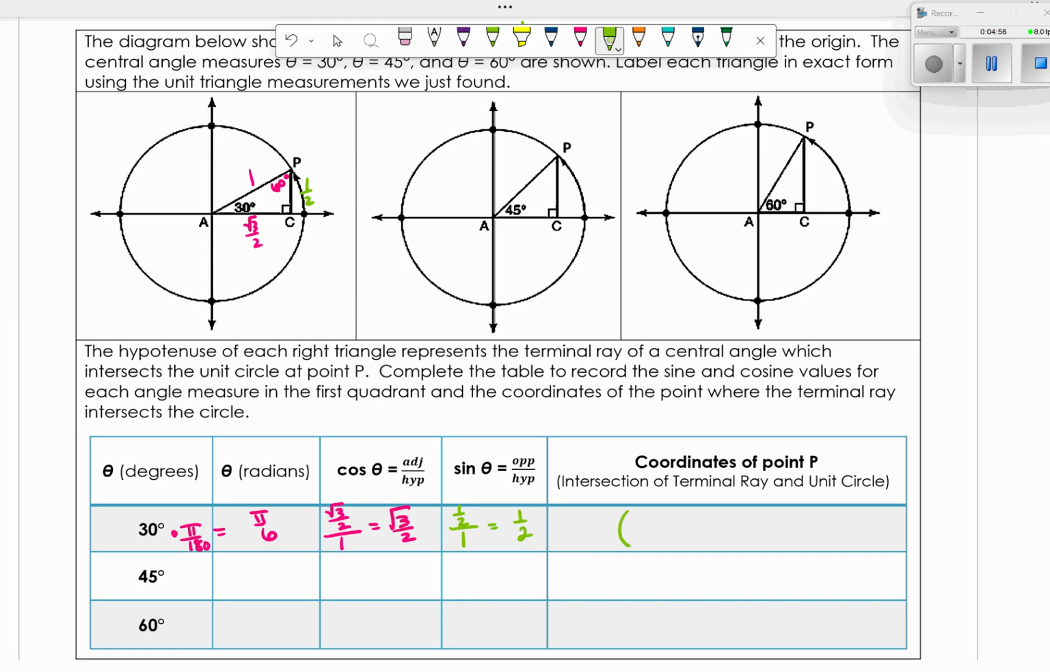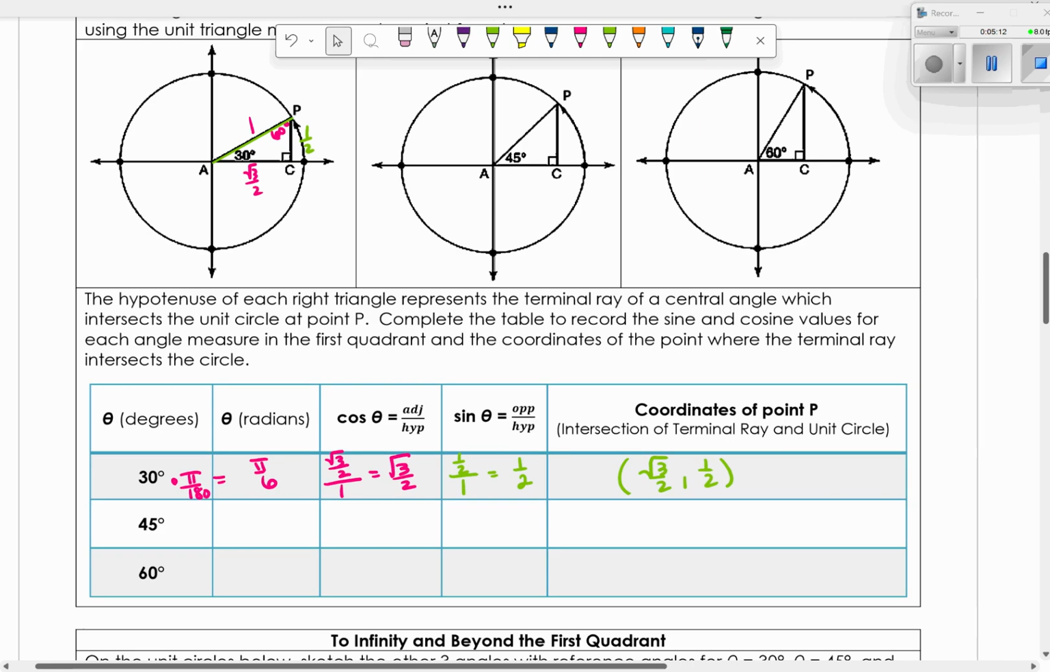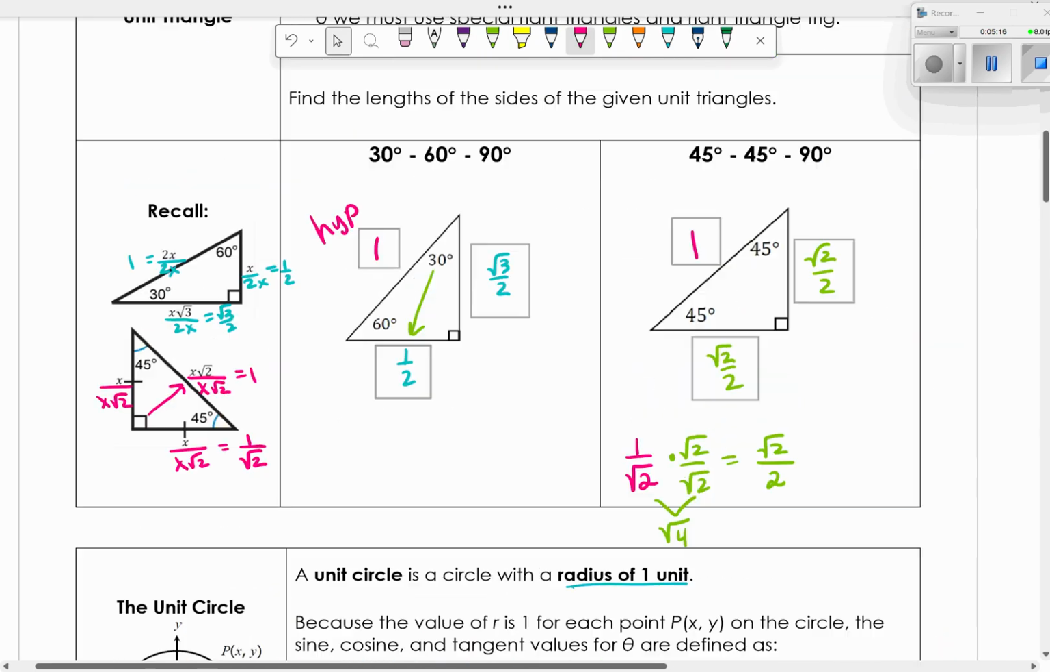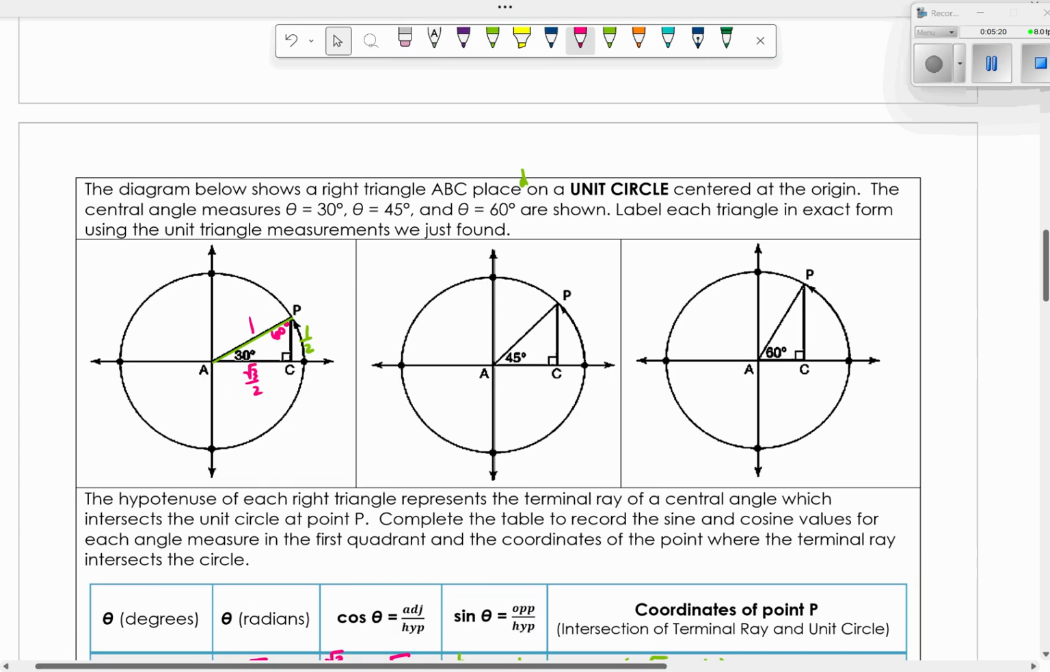So then what are the coordinates of P on this? You can even look at the triangle. We're going over root 3 over 2, up 1/2 to get to that point. So root 3 over 2, comma, 1/2. That means that the cosine of 30 degrees is root 3 over 2. The sine of 30 degrees is 1/2. So 45 degrees, remember if we go back to our unit triangle over here, we had root 2 over 2, root 2 over 2, 1. Just going to write the sides down here.